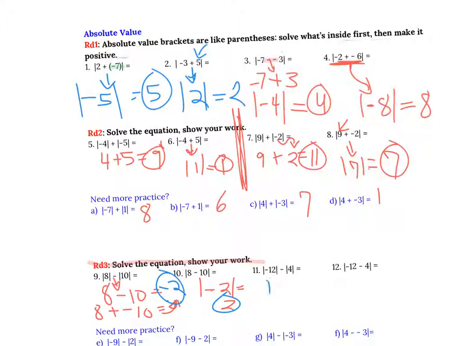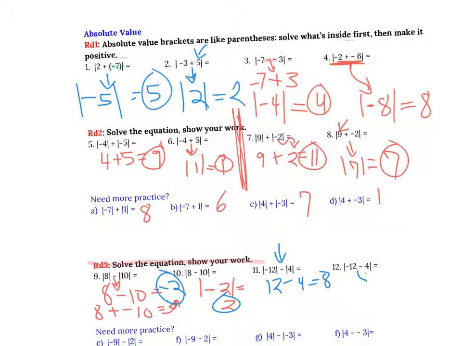All right, number 11. The absolute value of negative 12 is just 12. The absolute value of 4 is 4. We haven't dealt with this subtraction sign yet, but the absolute values are gone. But now we're going to subtract 12 and 4. Regular subtraction is just regular subtraction, so that's going to be 8.